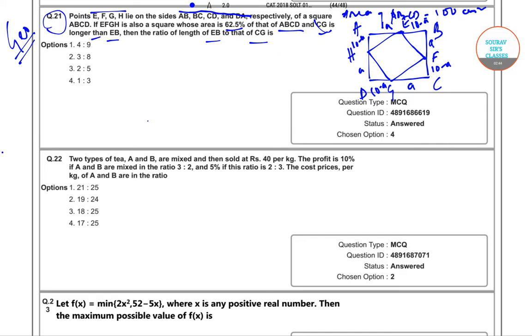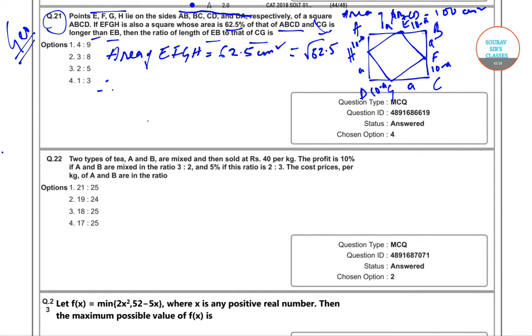And now it has been said that the area of the square EFGH is 62.5% that of ABCD. We have already assumed that the area of ABCD is 100 centimeter square. So that implies that the area of EFGH will be equal to 62.5 centimeter square. So now the side length in this case will be equal to root over 62.5.